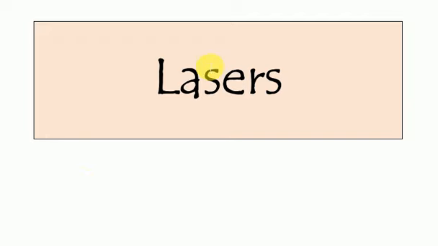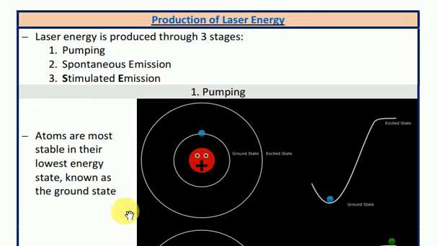Next chapter is lasers. Laser is an acronym for light amplification by the stimulated emission of radiation. Laser light is coherent, which means all photons have the same wavelength and are in phase.